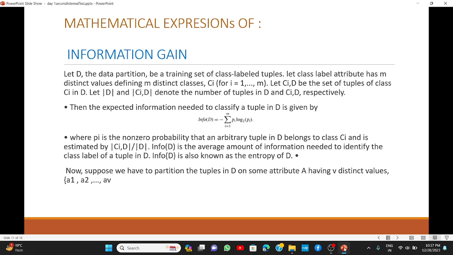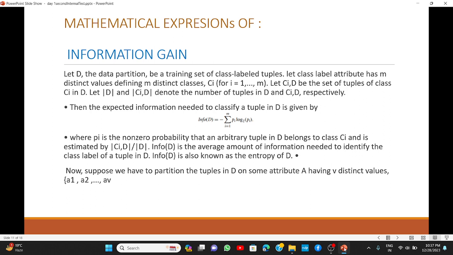Now, question number 3. Define the mathematical expression of information gain, Gini index, and reduction in impurity. First, information gain. Let D, the data partition, be the training set of class-labeled tuples. Let the class label attribute have m distinct values defining m distinct classes Ci for i equal to 1 to m, and let Ci,D be the set of tuples of class Ci in D, and let mod D and mod Ci,D denote the number of tuples in D and Ci,D respectively.